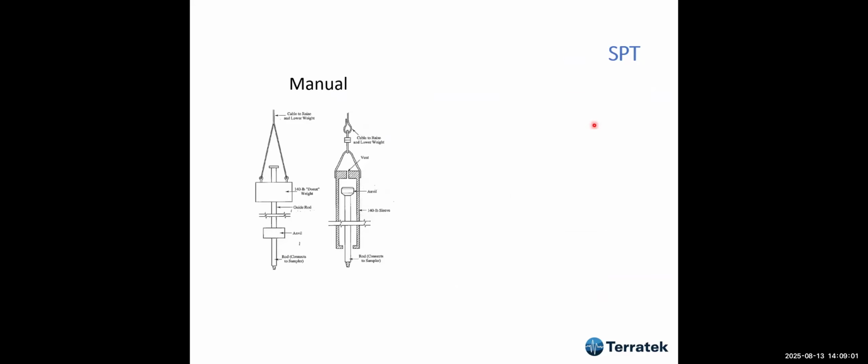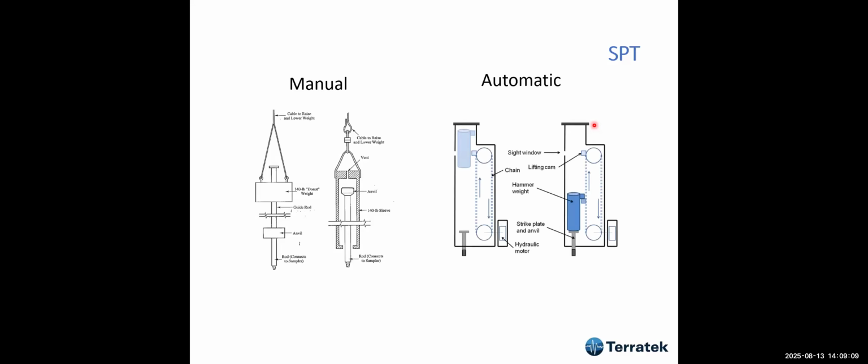The other evolution that took place, we went to manual SPT, and in most cases, now we can use the automatic SPT. So it's not anymore hand operated, but there is an engine that gives the blows, and in some rigs, the number of blows is automatically recorded.